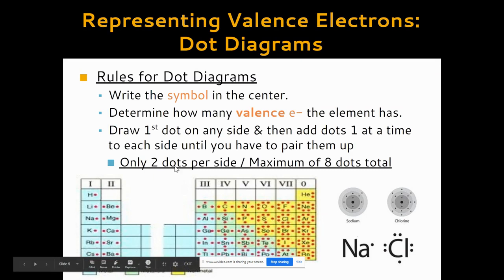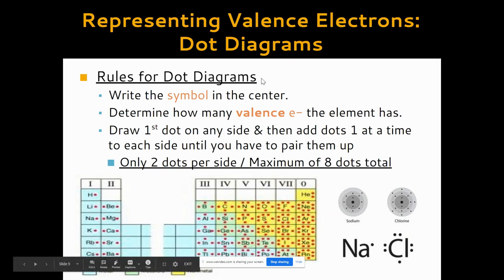Okay. So here we have chlorine. Chlorine is right here. That is in the 7th column of the periodic table. So that means it has 7 valence electrons. Okay, so that's why we have 1, 2, 3, 4, 5, 6, 7 dots around the chlorine symbol.